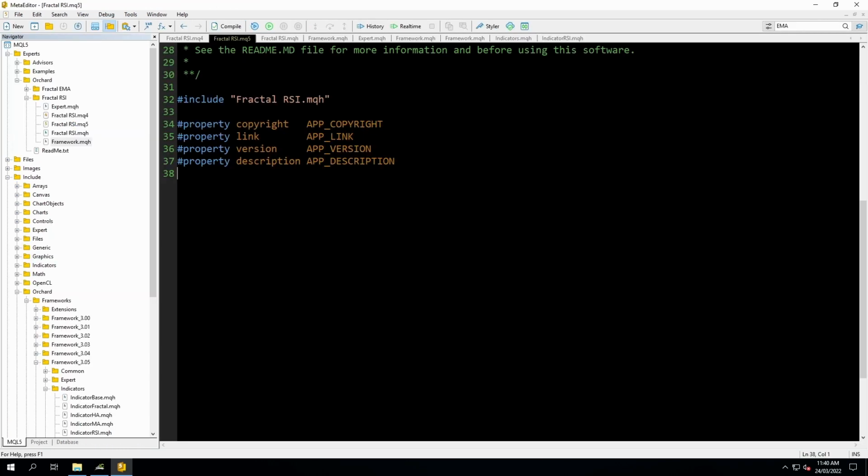Now that was using RSI as a trend indicator. I'm going to do the same thing with MACD, and I'm doing this so that I can show that you don't need to just use indicators that are inside the framework.